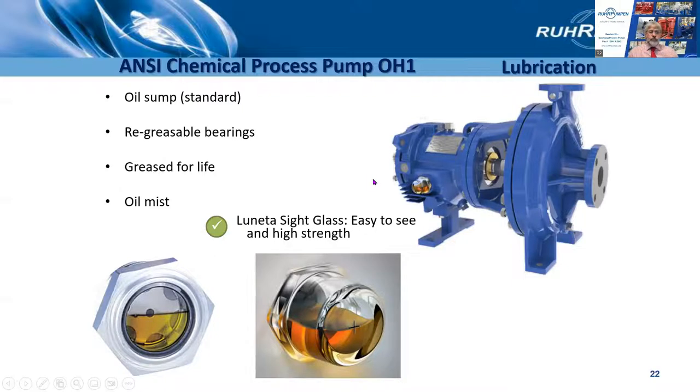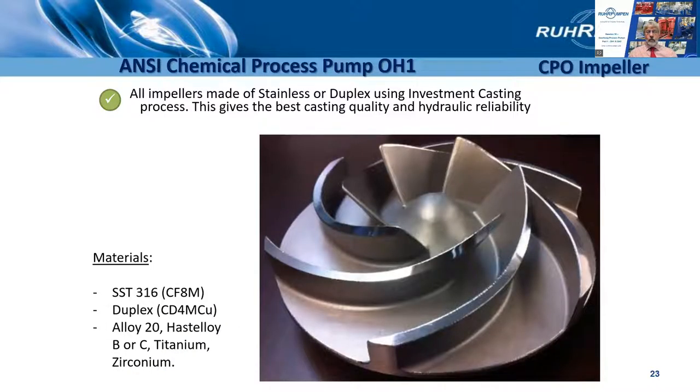Bearing lubrication, four options on this. Oil sump is standard, but you can have regreasable, greased for life, or oil mist. These are standard options. Many manufacturers of ANSI pumps, and Ruhr Pumpen is one of these, use semi-enclosed impellers. These can be adjusted in service to allow for wear. That's the real advantage of these.